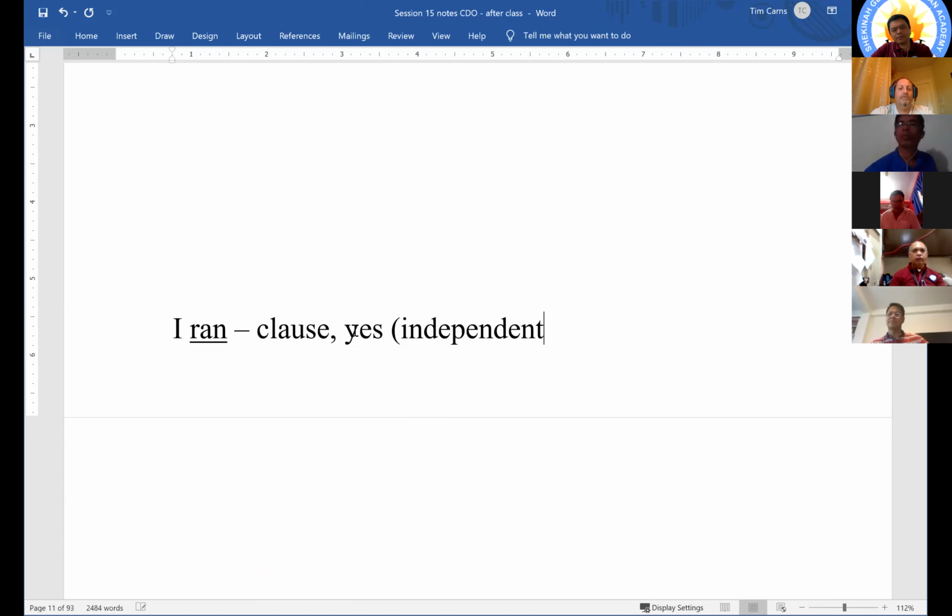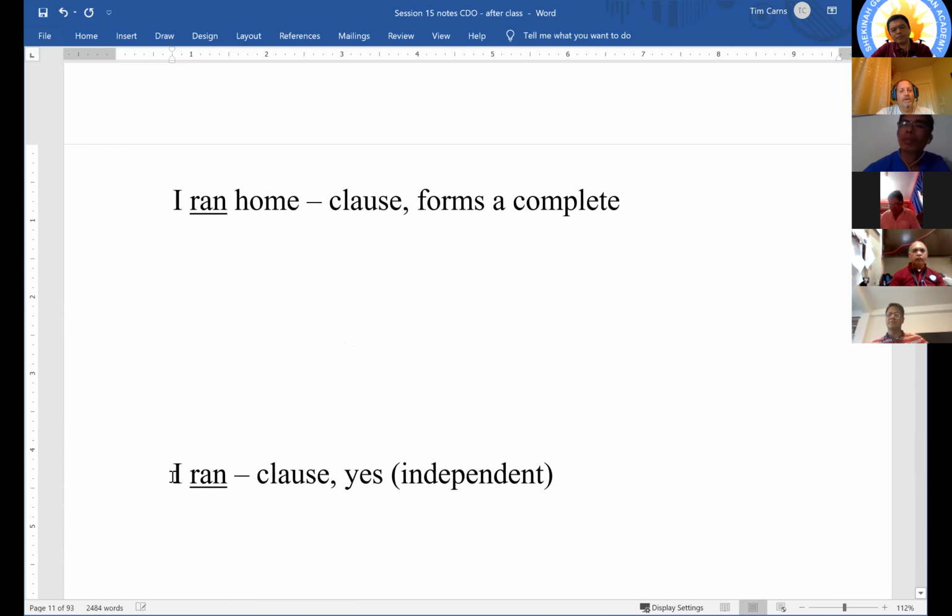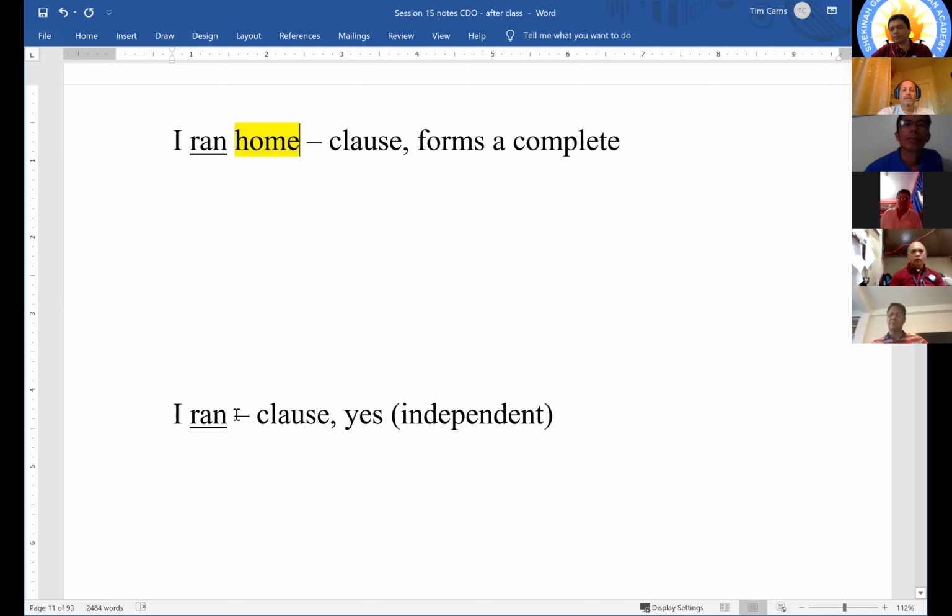All right. Now notice, compare these last two sentences here. I ran home and I ran. Those are both clauses, and both of them form a complete sentence, even though one has an object. See that? So not all independent clauses or sentences have an object. They can form a complete thought without one sometimes. All right? So just keep that in mind.